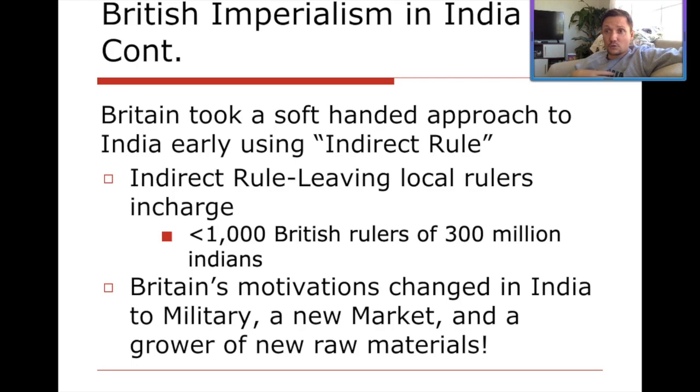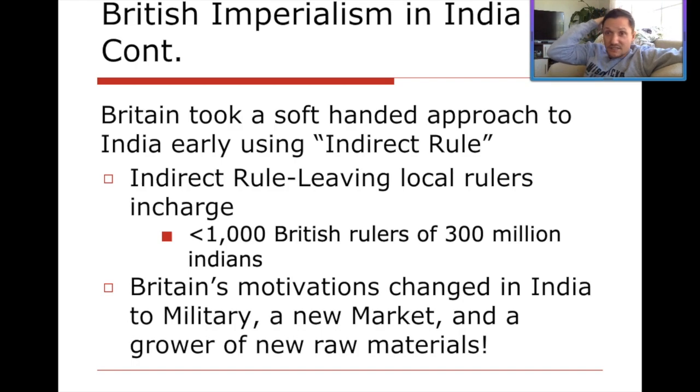I'm not going to go there and rule over it myself. That's colonialism. Instead, using indirect rule, you leave a local ruler in charge. You leave a Raja in charge to rule other Indian people, and that person reports back to you. Now, British motivations, as indirect rule begins to grow over time, are going to change to military, marketing, as well as a grower of new raw materials.